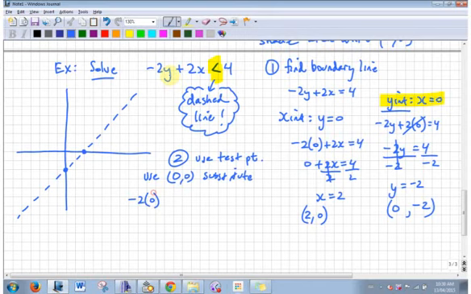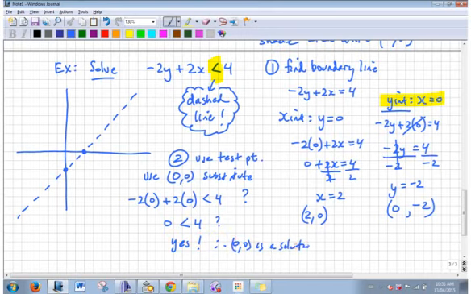Negative 2 times 0 plus 2 times 0. Is that less than 4? That's 0. That's 0. Add them together, you still got 0. Is 0 less than 4? Yes. Okay, so 0, 0 is a solution. And everything around it will be a solution. So don't spend all day here, guys, by coloring with your magic crayons. Just 5 lines. That shows me where the solution is. Okay?